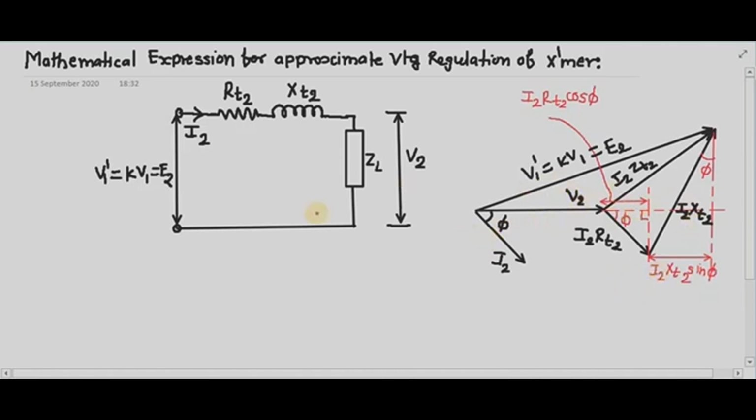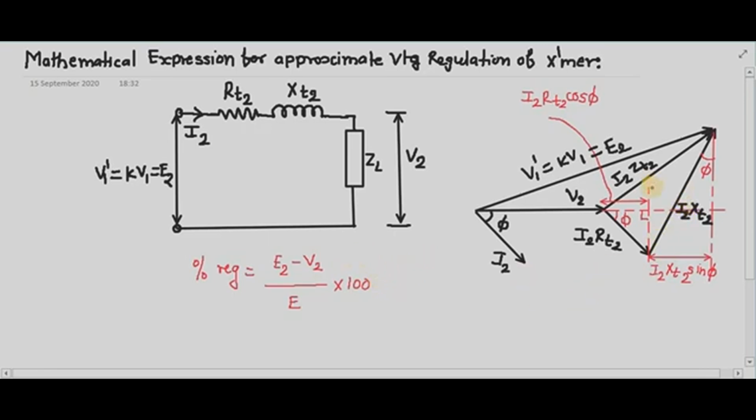But we are interested in what? What is your percentage regulation from this approximate equivalent circuit? It is nothing but V1 dash minus, or I will write down, V1 dash is nothing but E2. E2 minus V2 divided by E2 into 100. Means we have to find out E2. We have to find out E2.